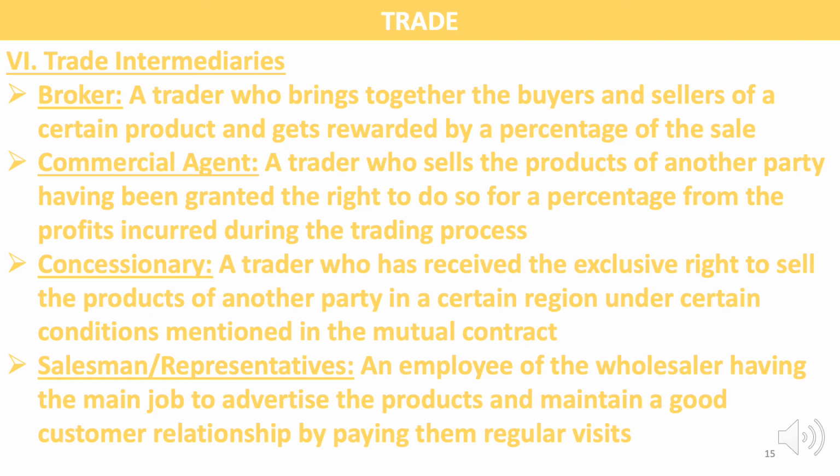For commercial agents, they are traders who sell the products of another party, having been granted the right to do so, for a percentage from the profits incurred during the trading process. For example, iPhone. iPhone is sold in Lebanon, but we do not have a shop directly from Mac here. So what we do is we go and buy it from commercial agents, and then they have the right to sell these products of iPhone or like the Apple store things, and then it's legal, or else it won't.